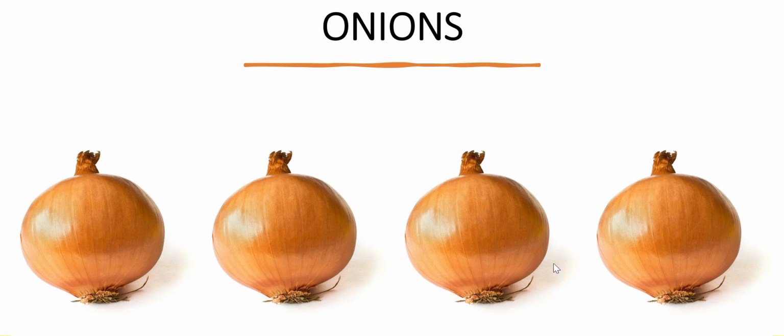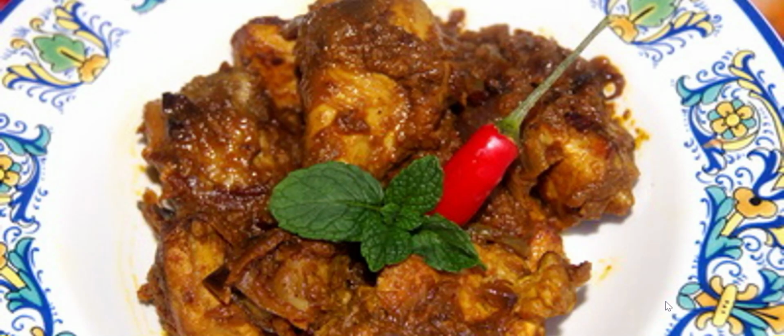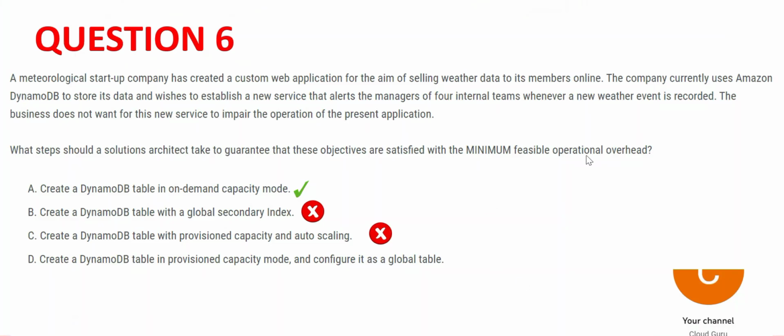Now what will you do? You will send someone to the market, and you will have to fetch the onions. Only then you can make chicken do piaza. But there are so many steps involved and you want the minimum feasible, fewer steps. Going to the market and getting onions is equivalent to auto scaling. It will first understand, okay, I don't have enough onions, then I need to request someone to go to the market, then someone will go to the market, fetch, bargain, and then come back. So there are so many steps involved. So C is wrong. Let's look at D.